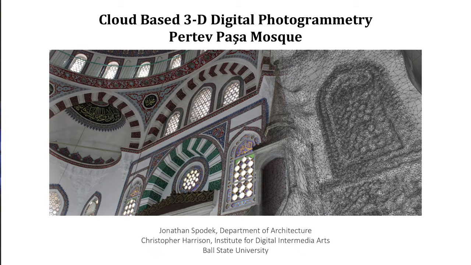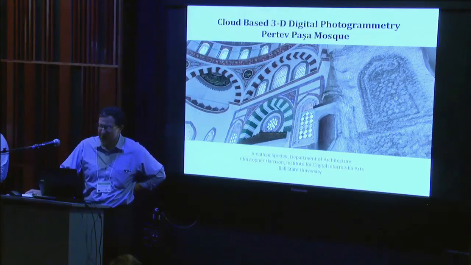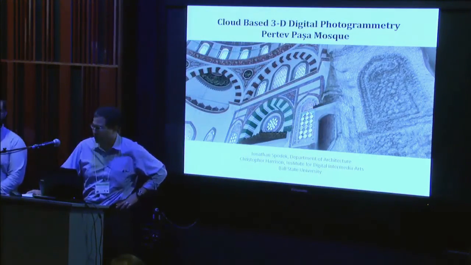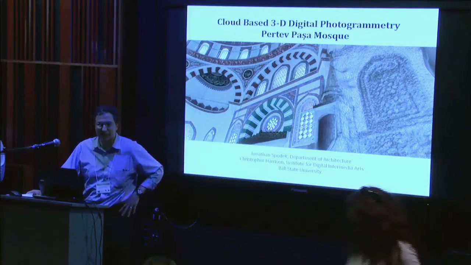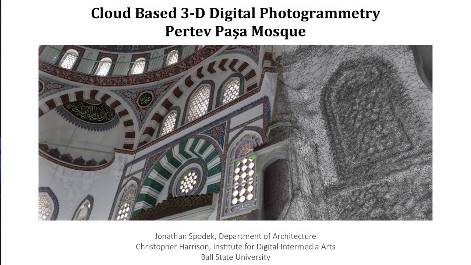I've really enjoyed today, and hopefully we'll be able to share with you a project that's got a little bit different goals than some of the things we were looking at earlier today. We're going to be talking about a project we worked on outside of Istanbul in Turkey, the Pertev Pasha Mosque, where we were documenting this mosque as part of a broader effort for planned conservation of the city center of Izmit, as well as several other mosques in the region.